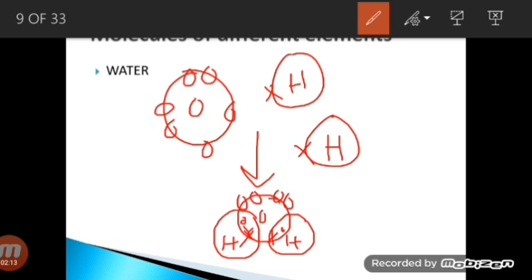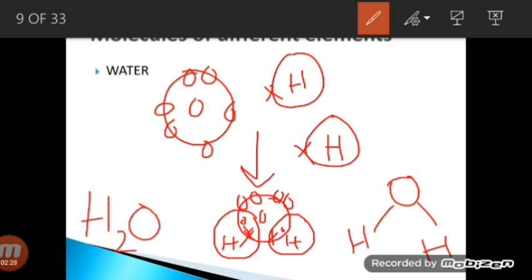If I write its molecular structure, the open structure will be like this: 1 oxygen connected with 2 hydrogens, or its molecular formula is H2O, or we can also say HOH.